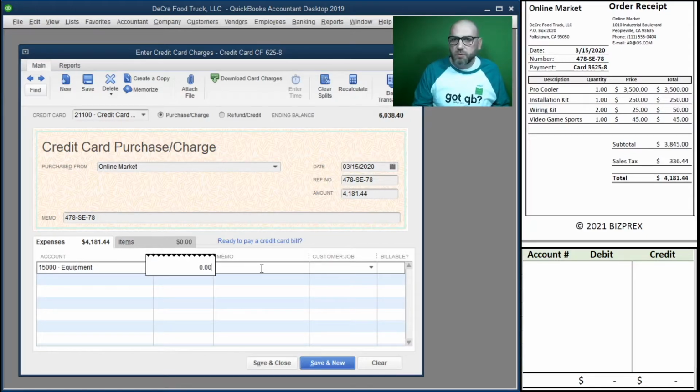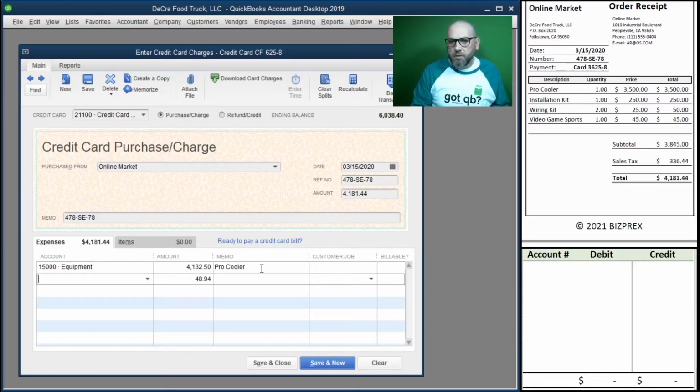What's important is to make sure we include everything that we have to include, and in this case we're going to include the equipment itself. We're going to include the installation kit because that's required to bring the equipment to operation. We have some wiring kits we've got to include, and we're going to include a portion of the tax, which I already calculated, so I know which portion belongs to the equipment. So here we are, that's our Pro Cooler, and then the remainder goes towards our draw.